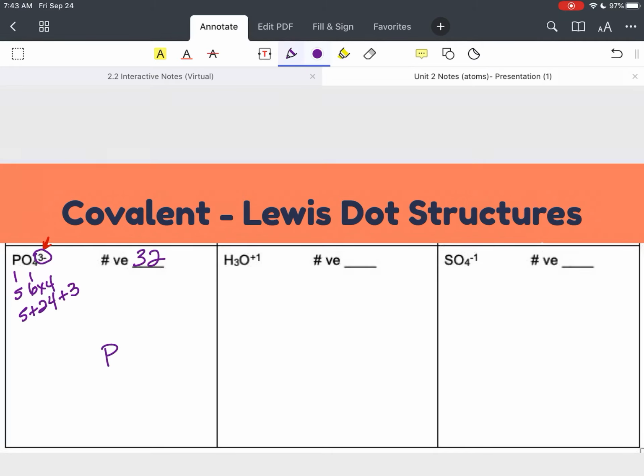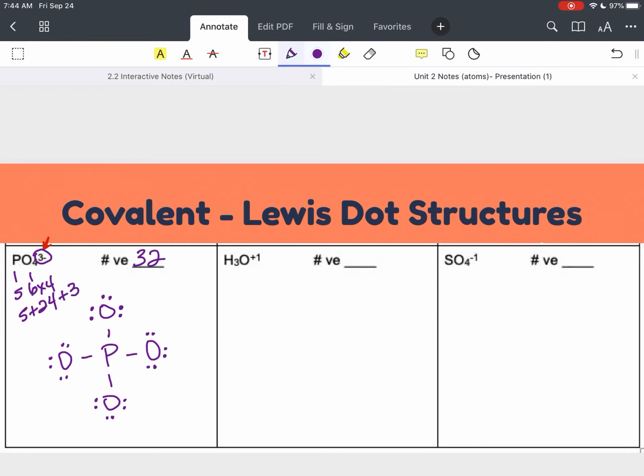So I'm just going to start drawing. Remember, I'm going to put phosphorus in the center. There's only one of them, and it's the least electronegative. My oxygens go around the outside. I've already drawn my lines connecting everything together. So that's 8 electrons in those lines, right? Because everything is a pair, 2, 4, 6, 8. So now I can just start adding dots. 10, 12, 14, 16, 18, 20, 22, 24, 26, 28, 30, 32.